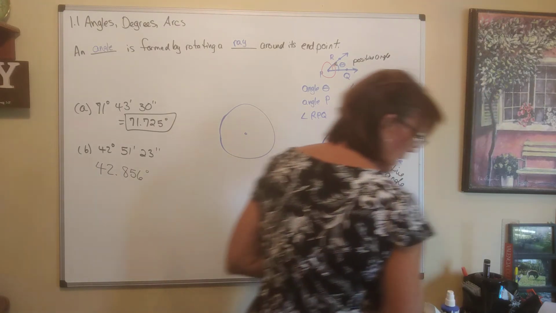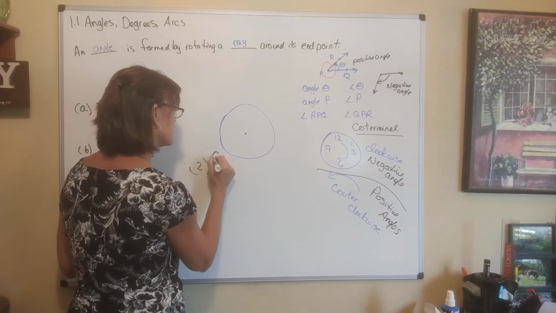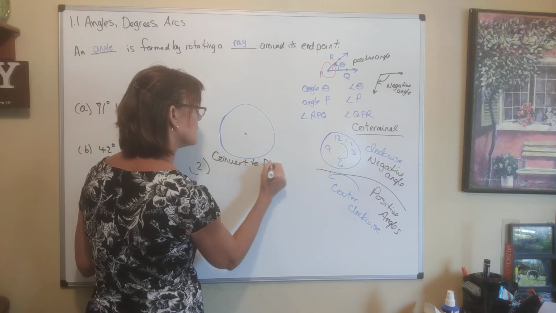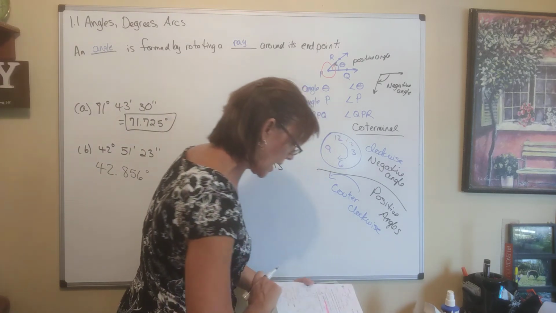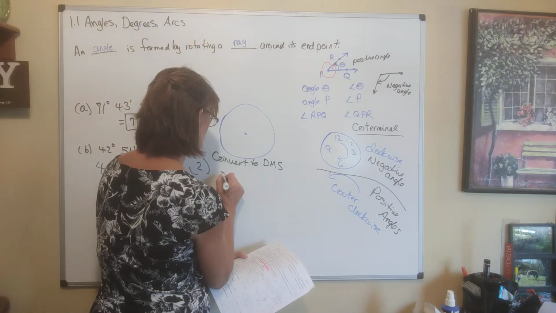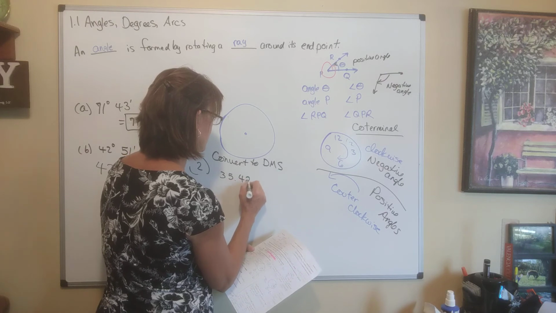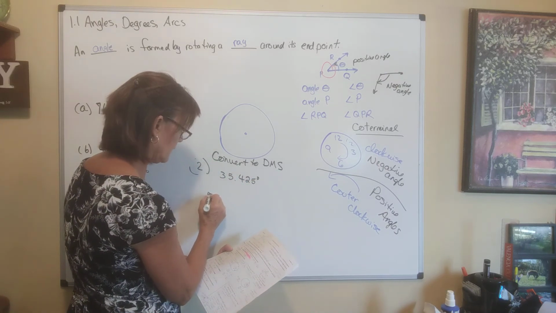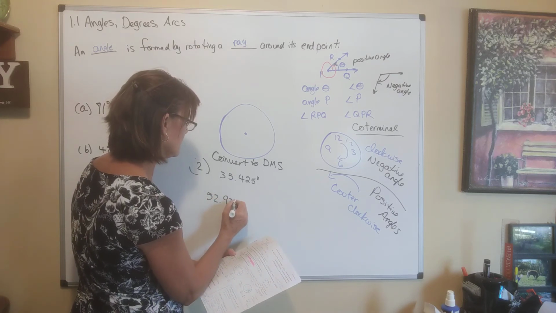Okay, now the last two are to convert it to degrees, minutes, seconds. So this is super easy. Number 2, convert to this. And so the first one we have here is 35.425. And then the second one is 52.927.